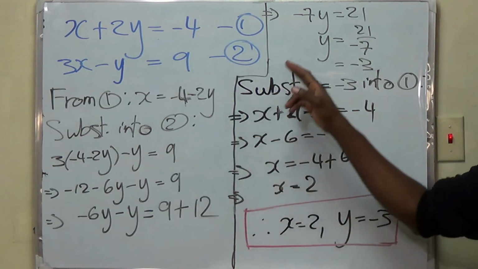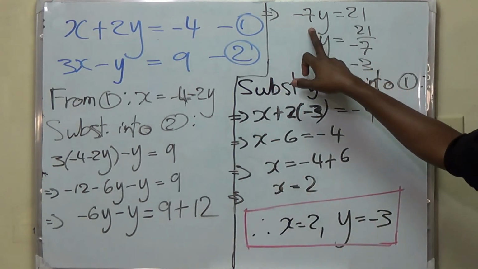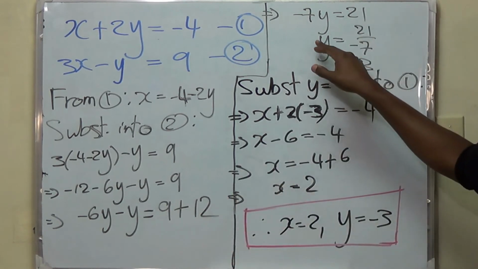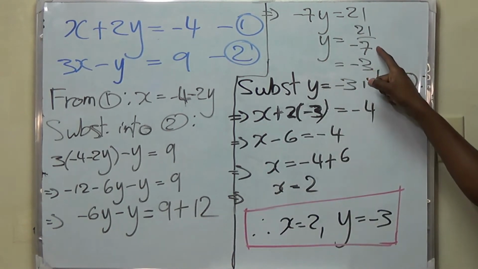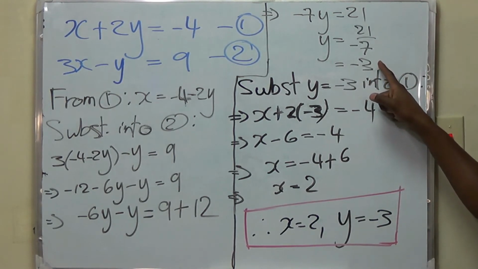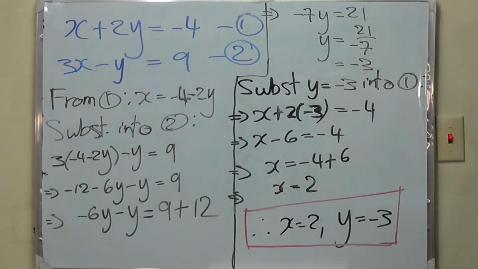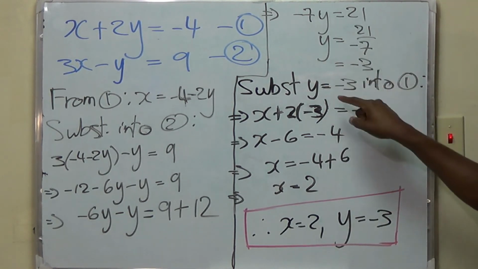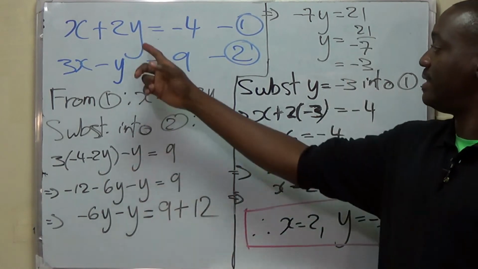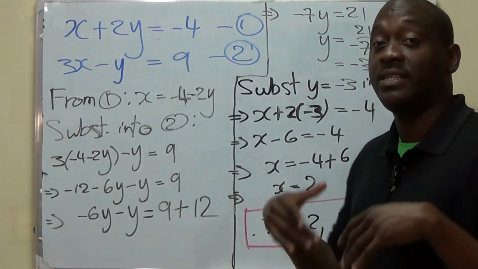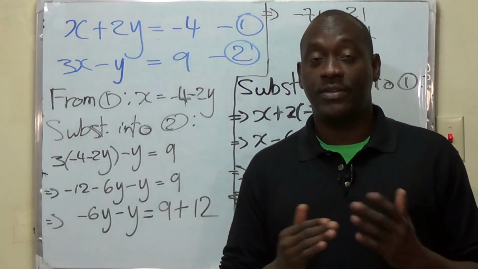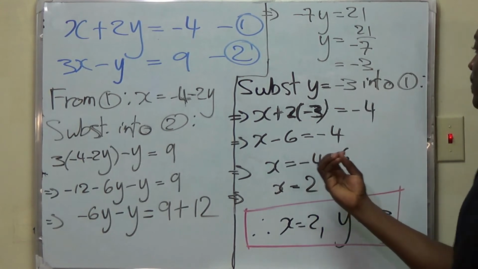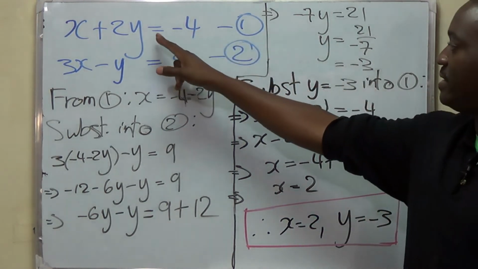Good? Minus 6y minus y is equal to minus 7y. 9 plus 12 is still 21. So y would be 21 divided by minus 7, which is equal to minus 3. So now that we have y equal to minus 3, we take this value and substitute it back into equation 1. Now the truth is that you could substitute it back into either of equations 1 or 2. Alright, so for the purposes of this video, we substitute y equal to minus 3 back into equation 1.